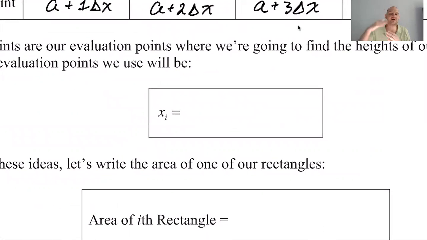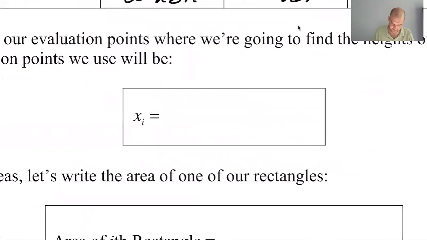This is where you find the height of the rectangle. So it's where you find the height of the rectangle. It's not the height of the rectangle. You have to plug this into the function. But this is where you find the height. These are your right endpoints. Always a plus i delta x.